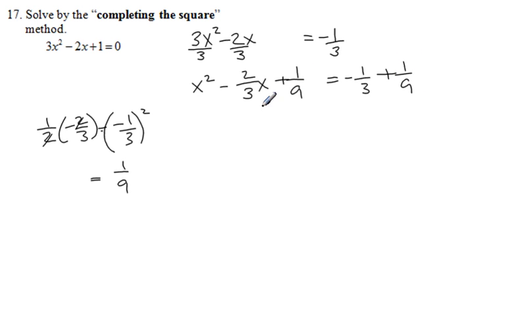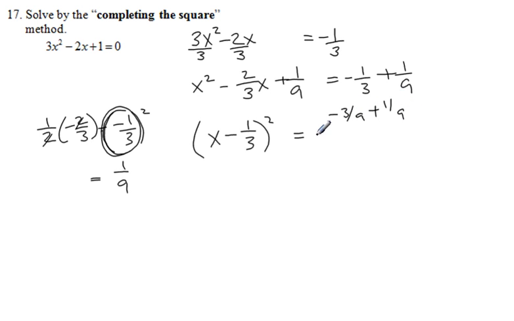And then when I factor this left-hand side, that would be factored as x minus 1/3 squared. Remember, to come up with this number, you've already done the work when you halved that middle term, that negative 1/3. So that's factored as x minus 1/3 squared equals, and then on the right-hand side, this is a negative 3/9 plus that 1/9, which would give me negative 2/9.